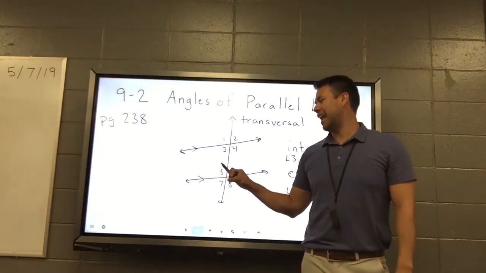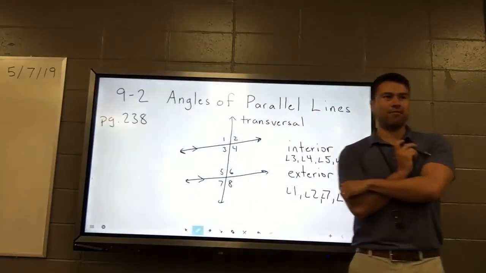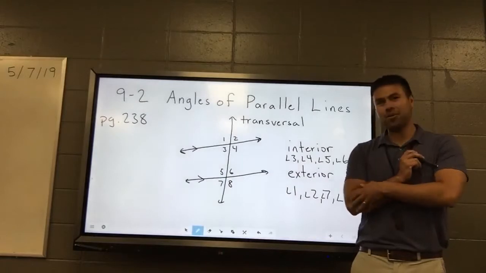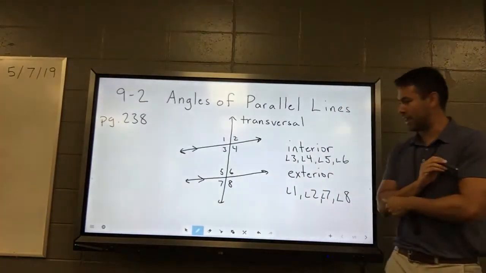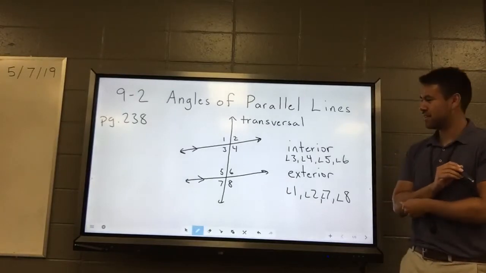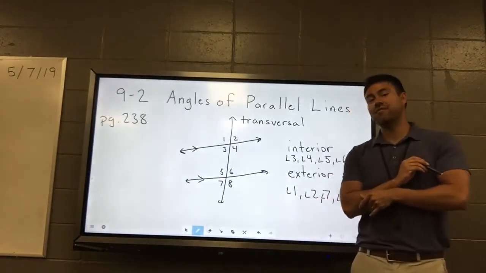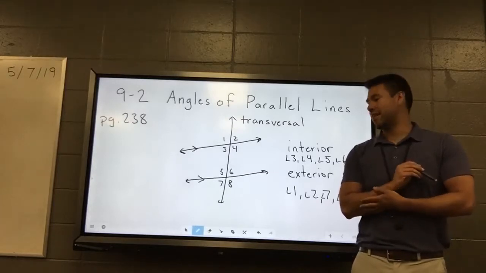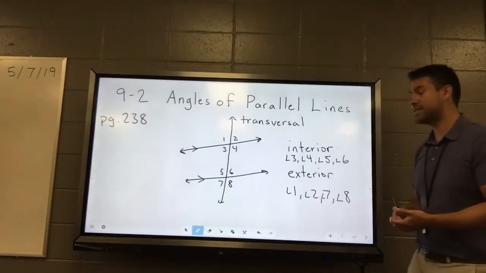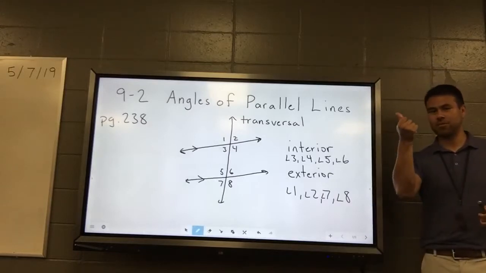What angle is vertical to angle 5? Angle 8. Very good. Sam, which angle is supplementary to 6? 5 or 8. Very good. Look at that. Good job. Alex, angle 5 and angle 7 add up to be? 180.